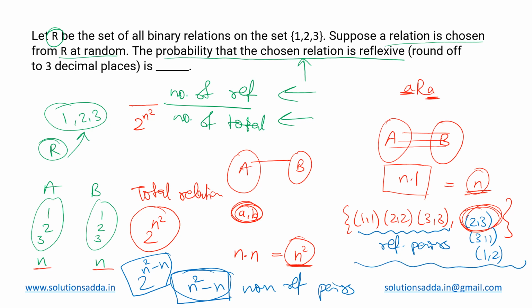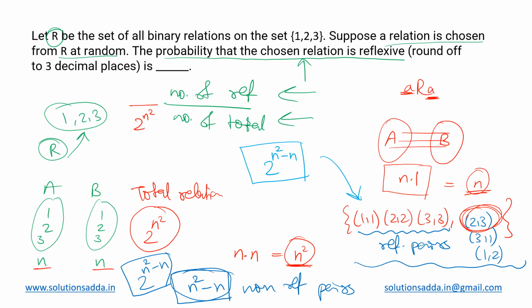So now, putting it all together, we will say that the number of reflexive relations has to be given as 2 raised to the power n squared minus n. Why so? Because we just saw that for a relation to be reflexive, there is no choice in case of reflexive pairs. They have to be picked up for sure. You can say there is only one way of doing so. So for reflexive pairs, only one way of picking them.